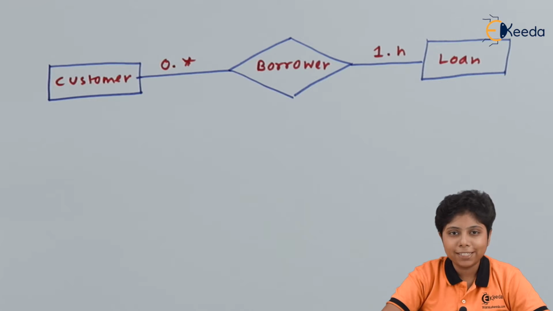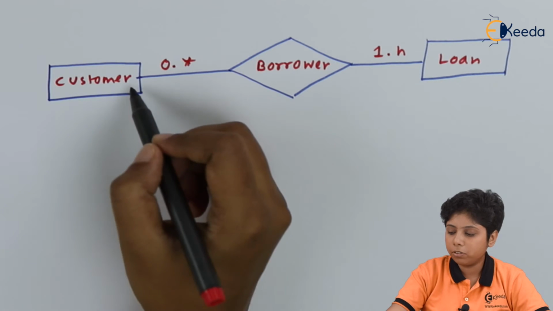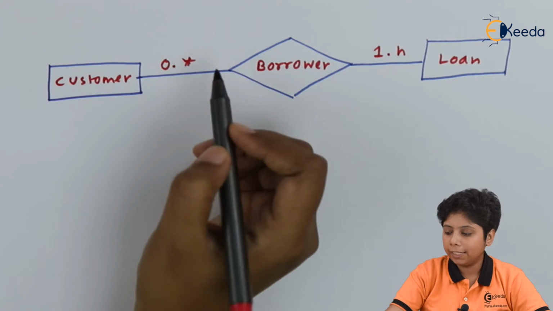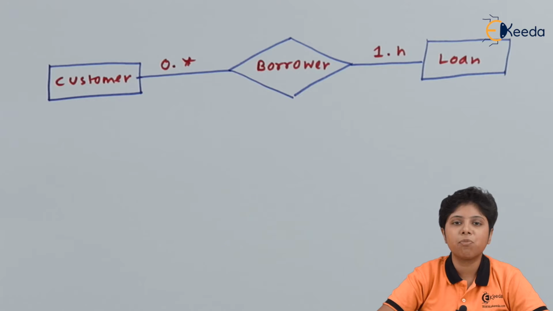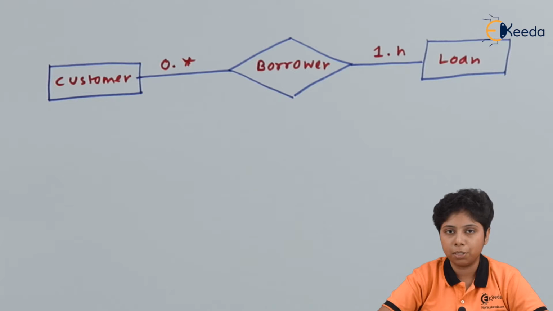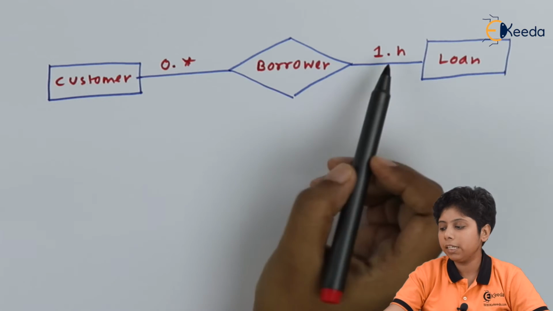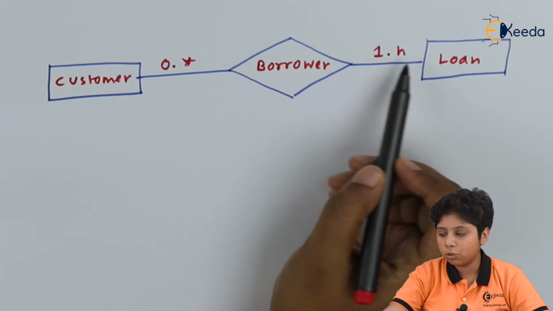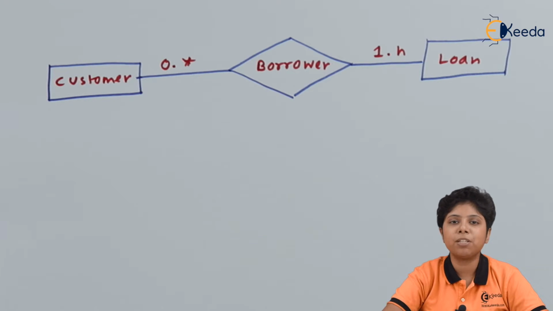So when I am doing this, I am specifying that the lower limit to the customer is 0 and the upper limit is star. That means we can have any number of customers related, from a minimum of 1 to the highest limit that is specified by the user or the database designer. So in this way, we can establish the cardinality to our relation.